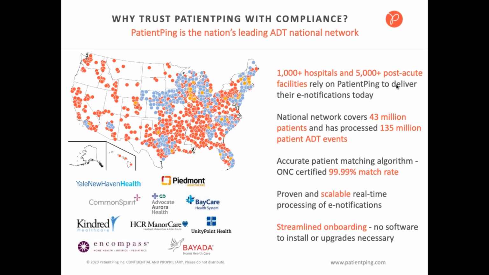We here at PatientPing feel we are uniquely suited to be hospitals' compliance vendor of choice for the e-notification COP, and that starts with our network. We have the most robust national ADT network across the care continuum, composed of over 1,000 hospitals and 5,000 post-acute care sites that rely on PatientPing to send their e-notifications to their care partners in their local care ecosystems today. Our national network contains vast amounts of both post-acute providers and primary care groups, both of which are required recipients for notifications under the COP. Our network also covers a large patient population, with over 43 million patients on the network nationally, and over 135 million patient ADT events processed over the company's 7-year history.